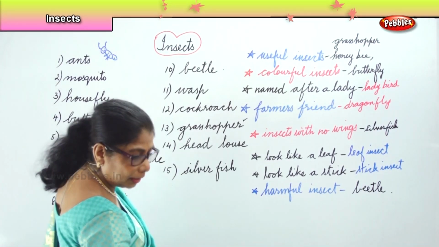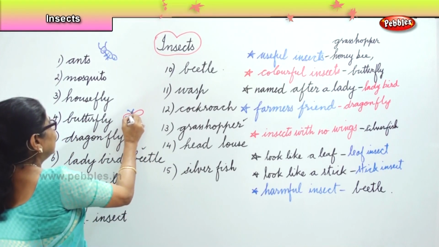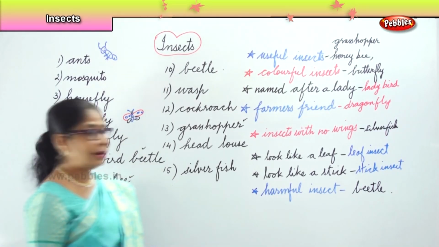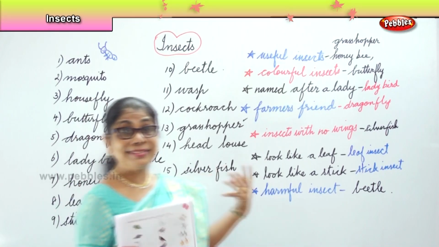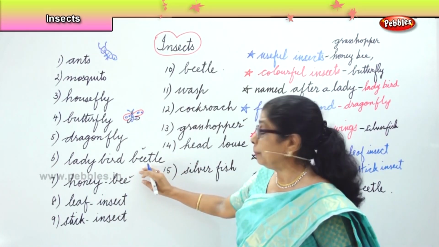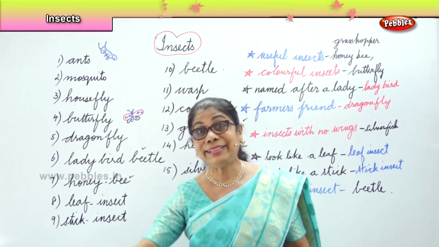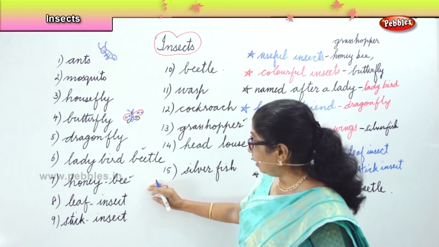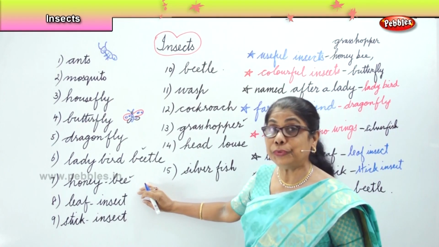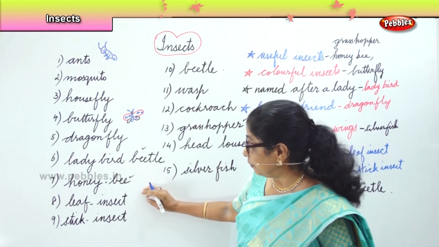Lovely little butterfly, and there are patterns inside. Dragonfly comes out when there is rain. When there's going to be rain, the dragonfly comes out. Ladybird beetle, you see lovely little red things that move about in your garden. Honeybees collect honey for you and me from every flower.